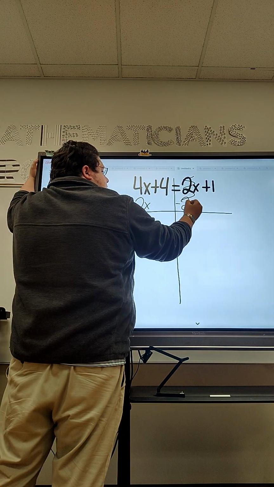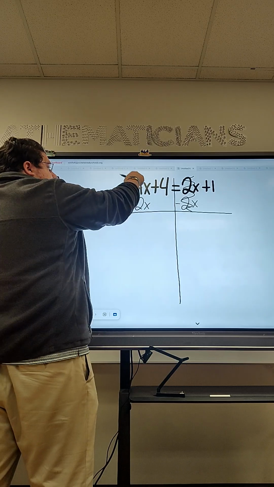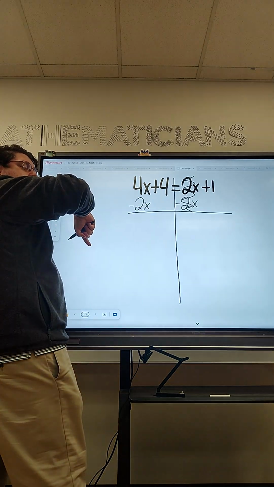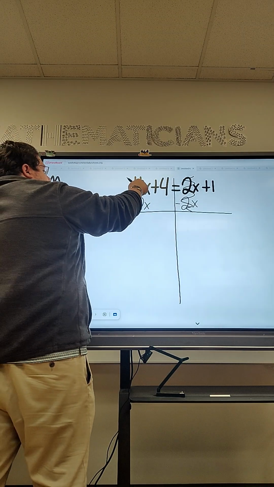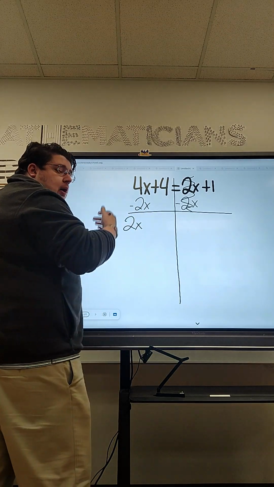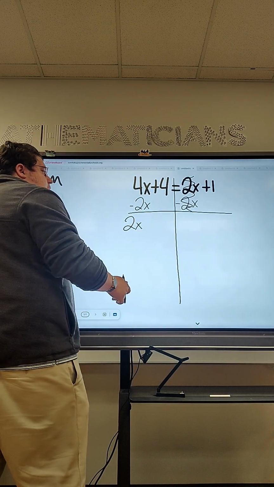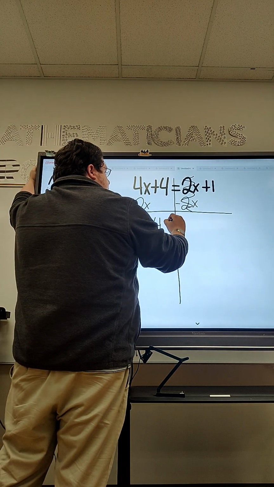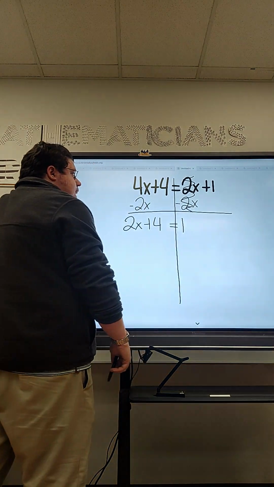So now the 2x's are over here, and I can combine these, just like the previous step of combining like terms. 4x minus 2x is 2x. And whatever I don't use, I can just rewrite. So this plus 4 equals 1.